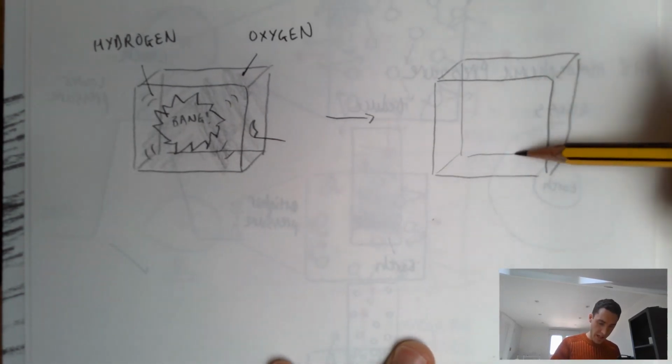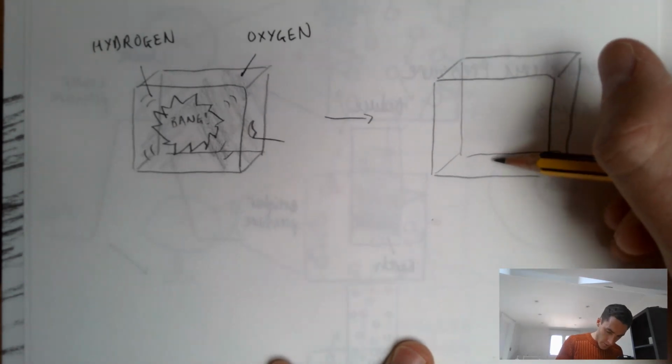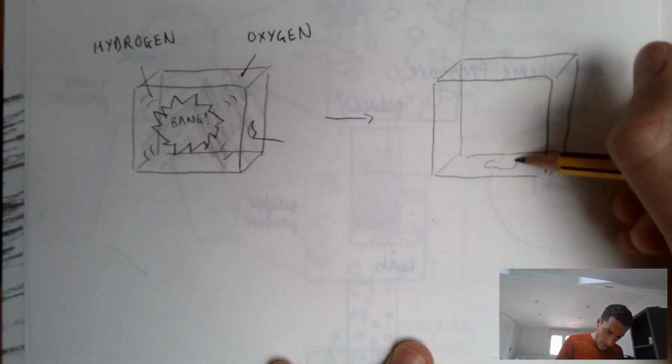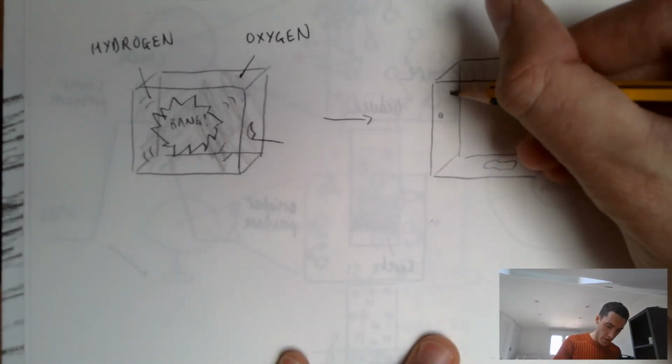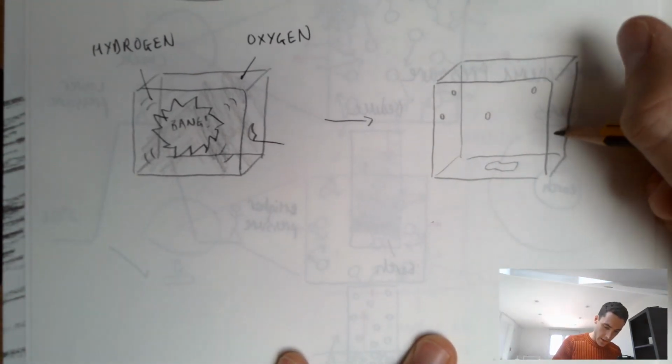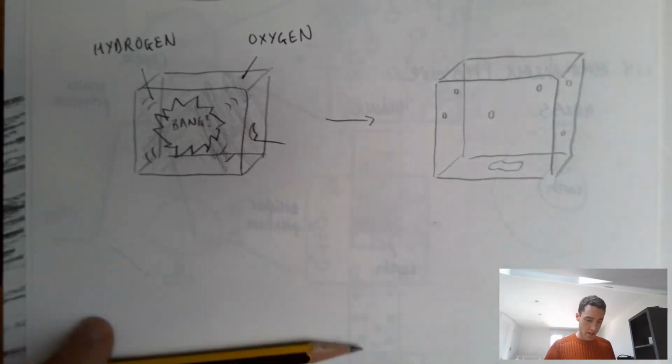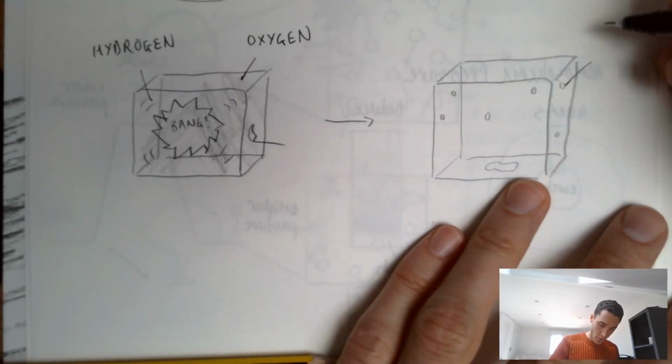Now what we're going to see here is actually what Cavendish found. He got a little puddle of water and little droplets of water on the side of the box like this. So I'll label this as water.